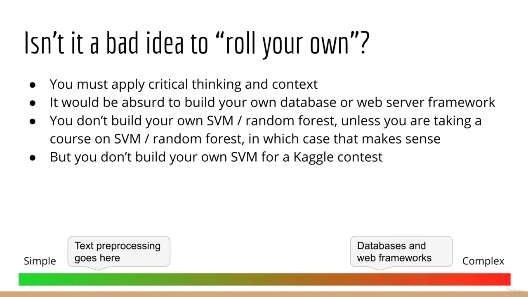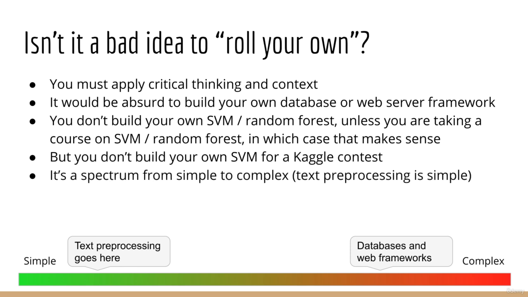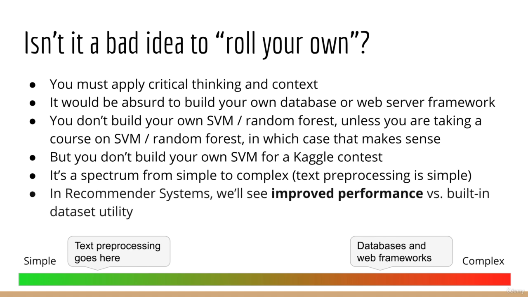Normally, big complex codebases like a database or a web server would not be built from scratch. Simple code like looping through a log file to parse out the important fields would be built from scratch. So there's always a spectrum. In the case of text preprocessing, what you'll see is that this actually falls on the simple side instead of the complex side. In fact, another reason, aside from all the good reasons already given, is performance. In the section on recommender systems, we'll see that building your own data loader is actually more performant than using the built-in utilities in PyTorch.